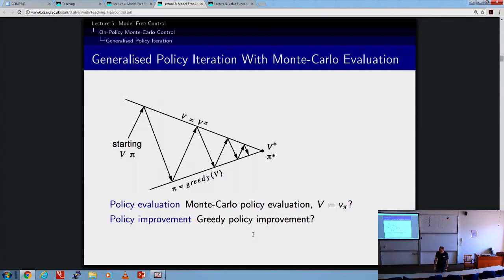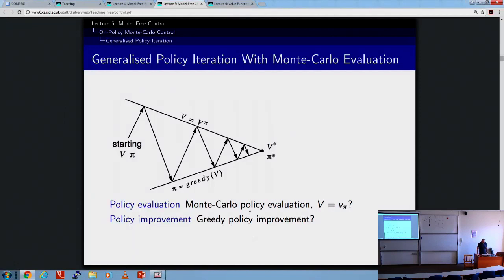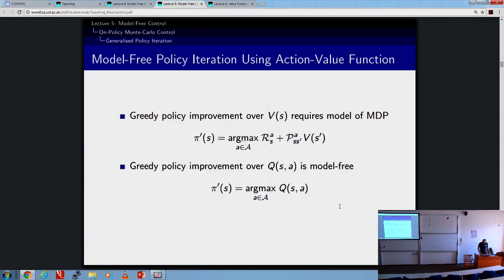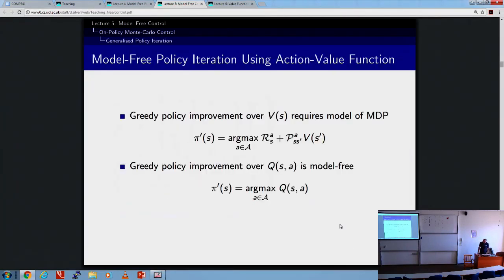There's a couple issues. It's a good idea to start with, but when we try to implement it, we run into a couple of problems. The first problem is Monte Carlo policy evaluation, estimating V with Monte Carlo policy evaluation. Monte Carlo policy evaluation is possible. Greedy policy improvement is not possible. Why?